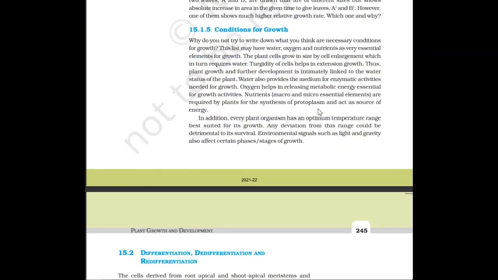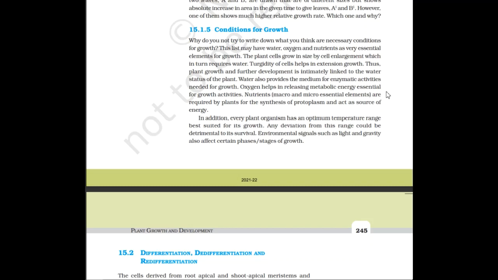Conditions for growth. Why do you not try to write down what you think are the necessary conditions for growth? This list may have water, oxygen, and nutrients as very essential elements for growth. The plant cells grow in size by cell enlargement, which in turn requires water. The rigidity of the cells helps in extension growth. Thus, plant growth and further development is intimately linked to the water status of the plant. Water also provides the medium for enzymatic activities needed for growth.